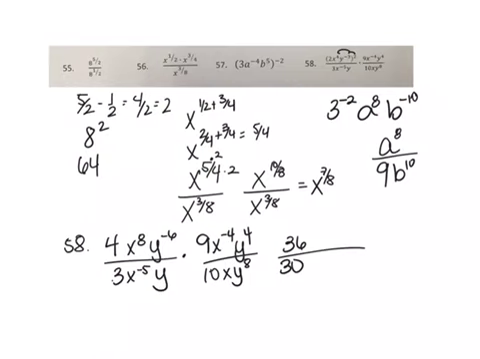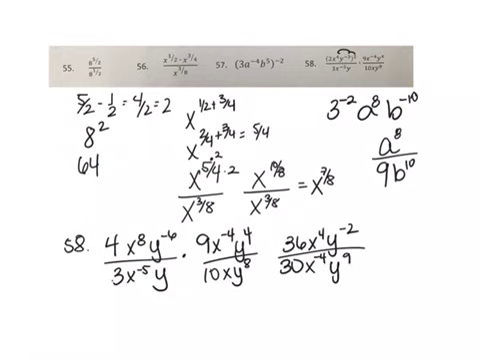I'm going to combine my x's on the top. X to the 8th times x to the negative 4. Add 8 plus negative 4. That's x to the 4th. Y to the negative 6 times y to the 4th is y to the negative 2. And then the denominator, x to the negative 5 times x. So negative 5 plus 1 is x to the negative 4. And then y times y to the 8th is y to the 9th.